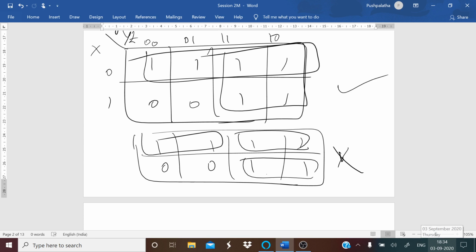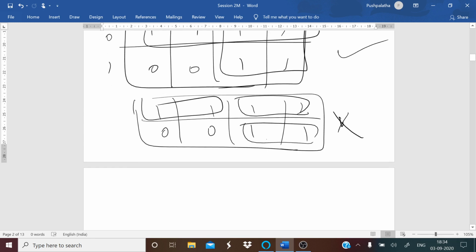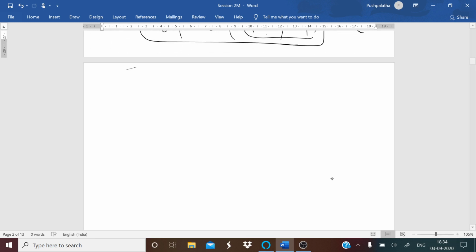And as we had said in the last session, for the two variables, let us see an example for this along with the rules. Okay, now take an example of a function F of x, y, that means there are two variables, equals x bar y plus xy. So how will you solve this?